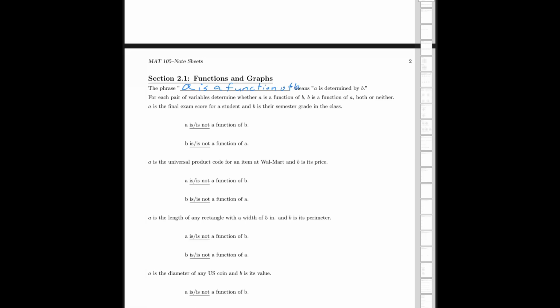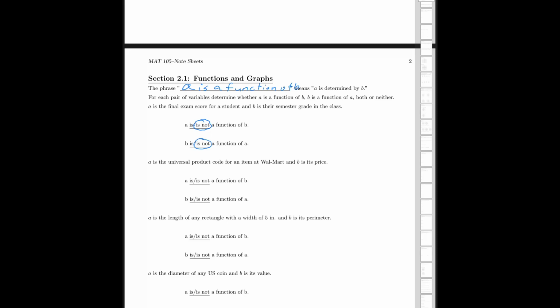So for example, A is a final exam score for a student and B is their semester grade. In this case, A is not a function of B because your semester grade and your final exam grade do not have to be the same. You could easily get an A in the class but get a B on the final. Similarly, your semester grade is not a function of your final exam. Once again, this is because there are multiple things that go into your semester grade, not just your final exam. It's very possible to get, as we just said, a B on your final exam but get an A for the semester.